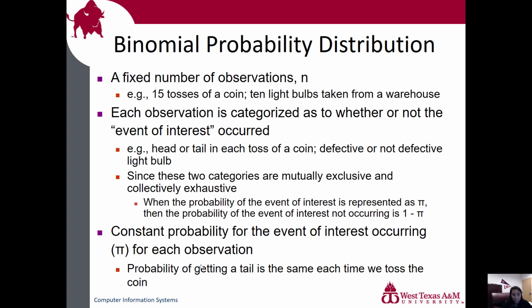Another characteristic of that binomial probability is that there is a constant probability for the event of interest for each observation. So the probability of getting tail is the same each time we toss the coin. It's 0.5 the first time, 0.5 the second time, 0.5 the third time. It does not change.